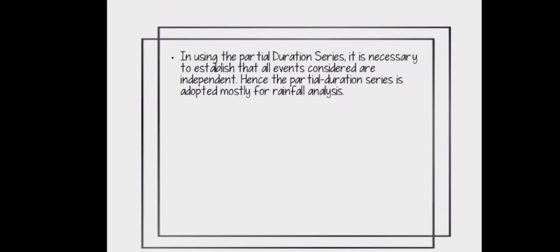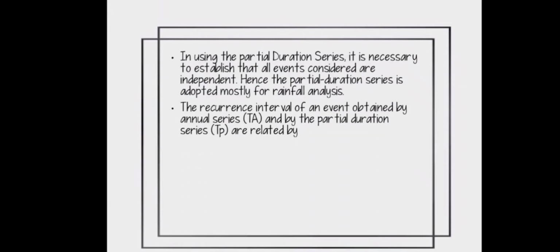In using the partial duration series, it is necessary to establish that all events considered are independent. Hence, the partial duration series is adopted mostly for rainfall analysis. The recurrence interval of an event obtained by the annual series, denoted as TA, and by the partial duration series, denoted as TP, are related by the formula given.